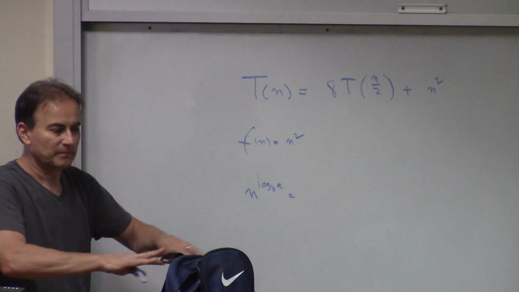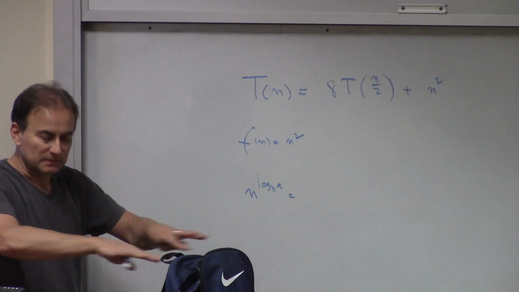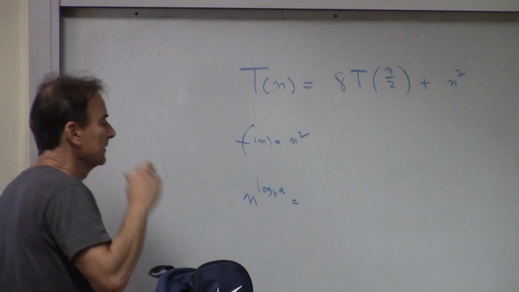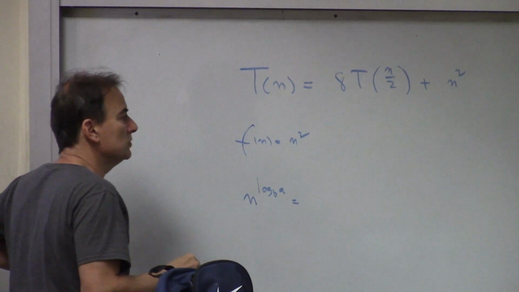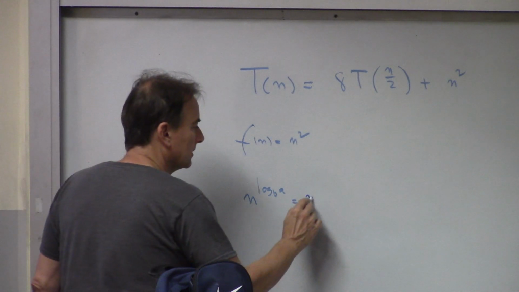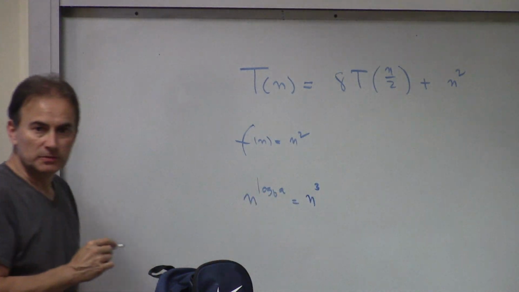What does that correspond to? Height. The number of leaf nodes, which would either be work. So that would be n to the log 2 of 8, which would be what?